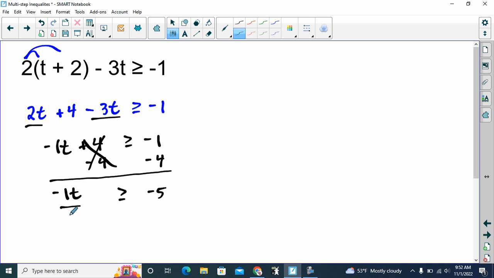And divide both sides by negative 1. Negative divided by negative is positive. I divided both sides by a negative number. That's when we flip our inequality around. t is less than or equal to 5.